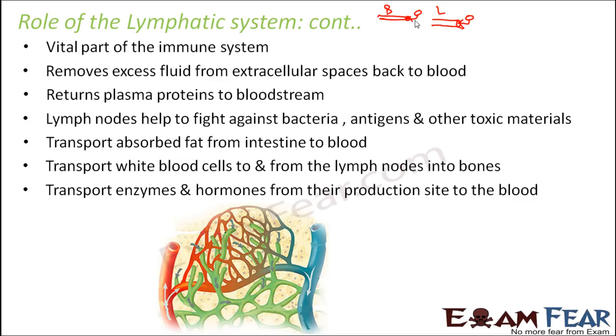Transport enzymes and hormones from their production site to the blood. As I said, since this is also a fluid which flows from the different tissues towards the heart, it can actually transport the enzymes and hormones which are being produced in different parts of the body and carry them to the bloodstream. So these are some of the important roles of the lymphatic system.